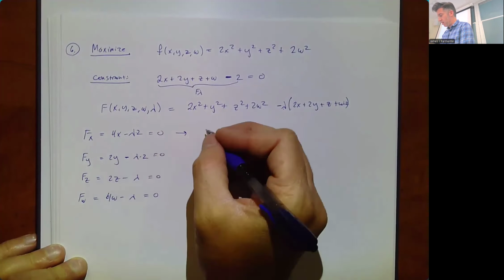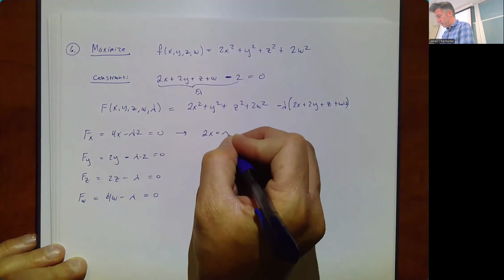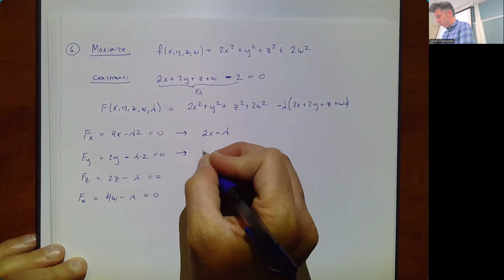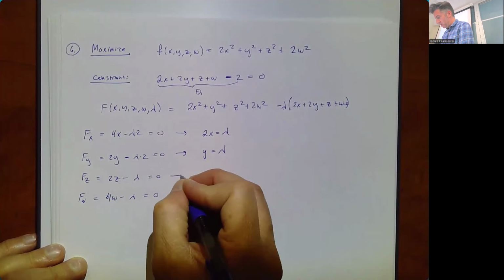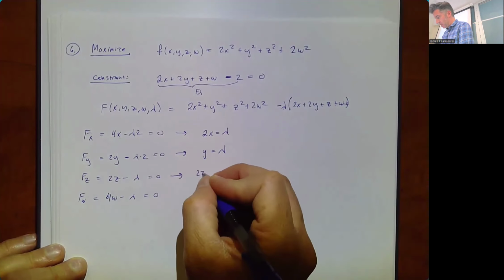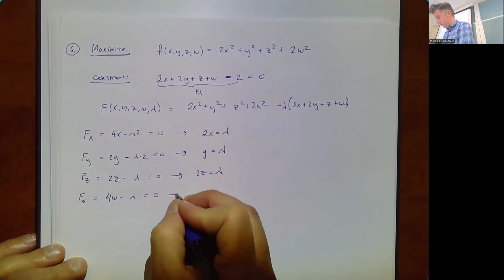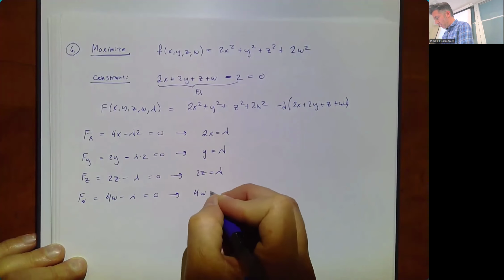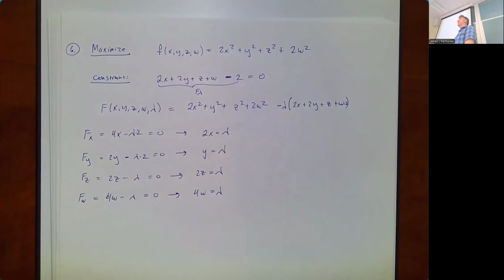So solving for lambda here, we get 2x equal to lambda. Solving for lambda here, we get y equal to lambda. Solving for lambda here, we get 2z equal to lambda. Solving for lambda here, we get 4w equal to lambda. Oh, that's the other thing people do sometimes.